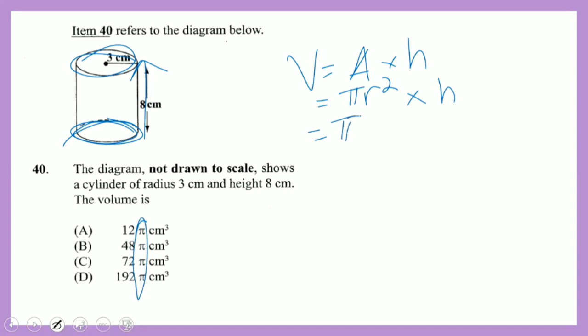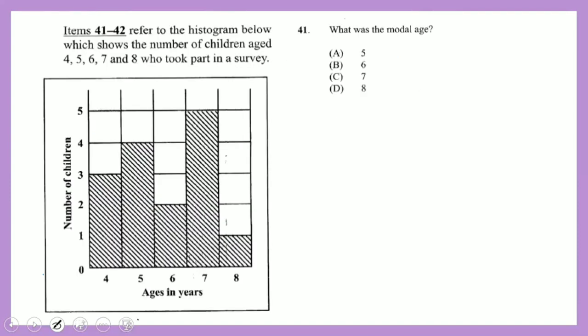R squared, what is r? The radius is 3, squared, so that's 9 pi already in our answer. Times the height, which is 8. 9 pi times 8 is 72 pi centimeters cubed. Done.